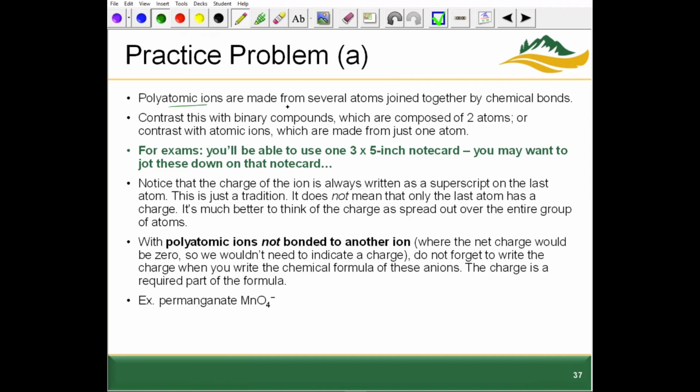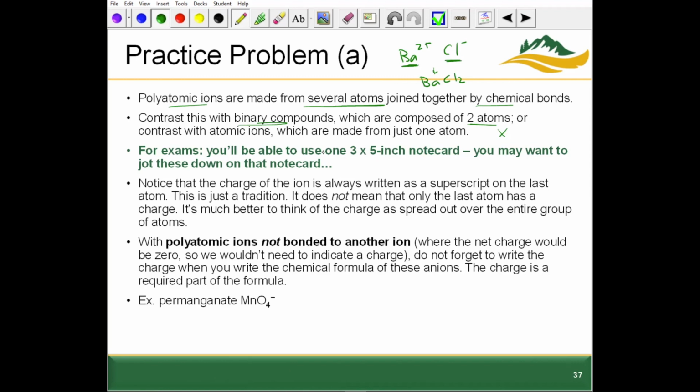So polyatomic ions are made from several atoms joined together by chemical bonds. Binary compounds that we've been looking at are only composed of 2 atoms. So when a polyatomic ion gets involved, we no longer have just 2 atoms present in a compound. For example, barium chloride, this is 1 atom, this is 1 atom. These come together to form an ionic compound of BaCl2. Barium is not a polyatomic cation. Chloride is not a polyatomic anion.